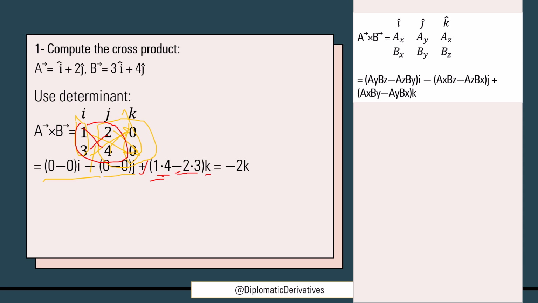4 minus 6, which is minus 2. So this goes 0, this goes 0, you're left with minus 2k. Okay, that's how you're going to solve this.